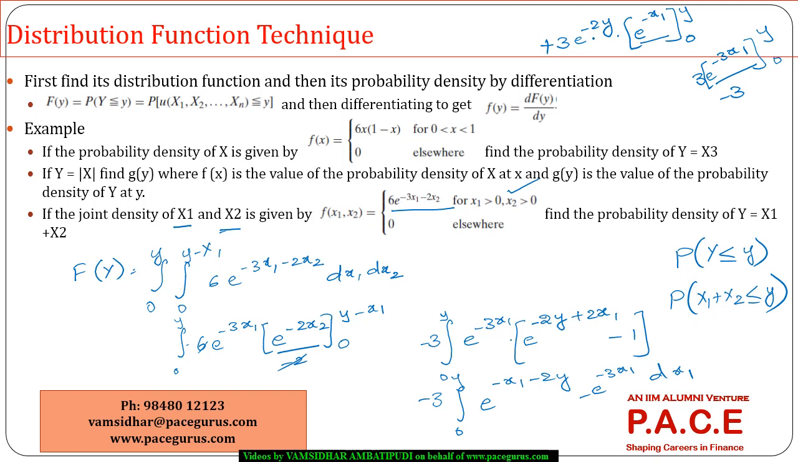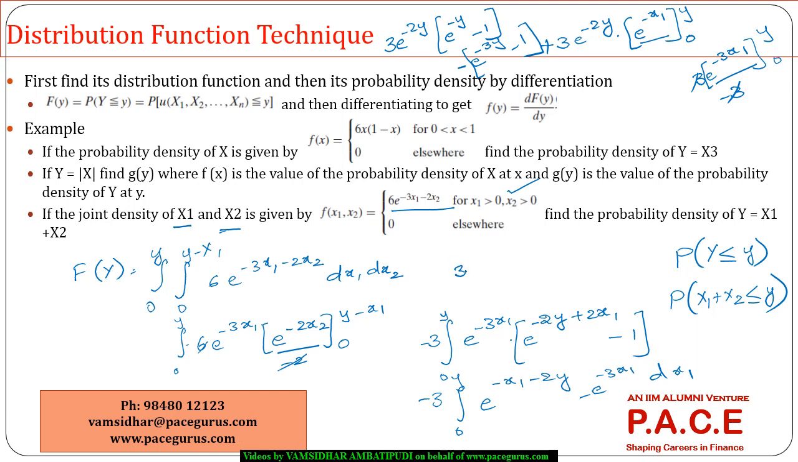So overall it is coming out as 3 e power minus 2y. This is multiplied by e to the power of minus y minus 1, minus e to the power of minus, so this is minus of 1, right? So minus of e to the power of minus 3y minus 1. So overall it is becoming like this, right?